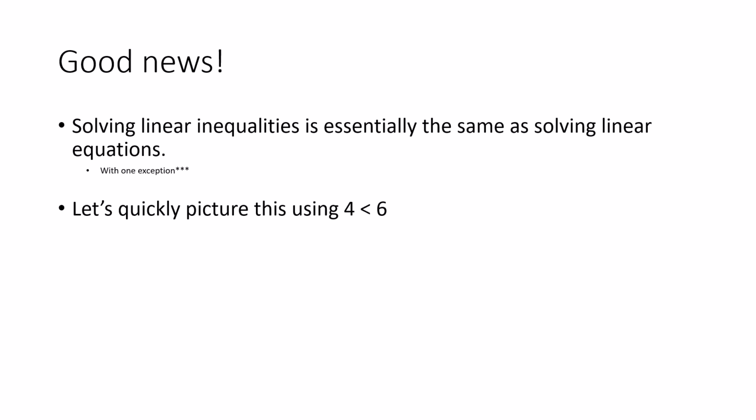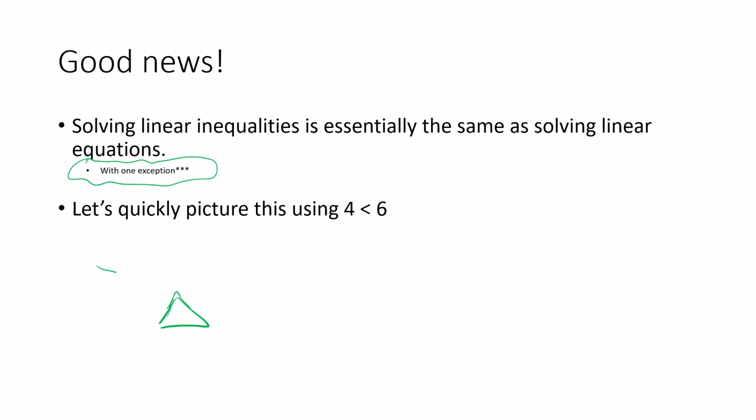Now, there is some fine print with one exception. It's all the same except for this one thing. Now, I want to quickly picture this using the inequality 4 is less than 6, just to give you a quick view of what I mean here. When we start talking about equations, we usually picture it as a balance, and the equal sign is the balance point, and everything on the left side of the equal sign has to be of equal value to what's on the right. If you're dealing with an inequality, it actually would not be balanced.